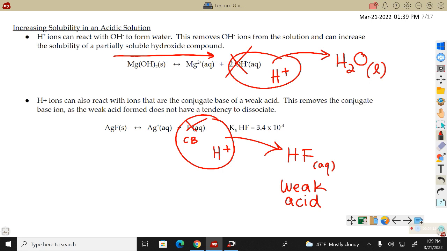And again, this works if I form a weak acid because it is not extensively ionized. So 99% of the hydrogen will react with the fluoride and form something that is not dissociated. So it's as close to a liquid as we can get. Only a very small portion of those HF molecules might redissociate to form hydrogen and fluoride ions. But it is a way then of increasing the solubility of the original compound.